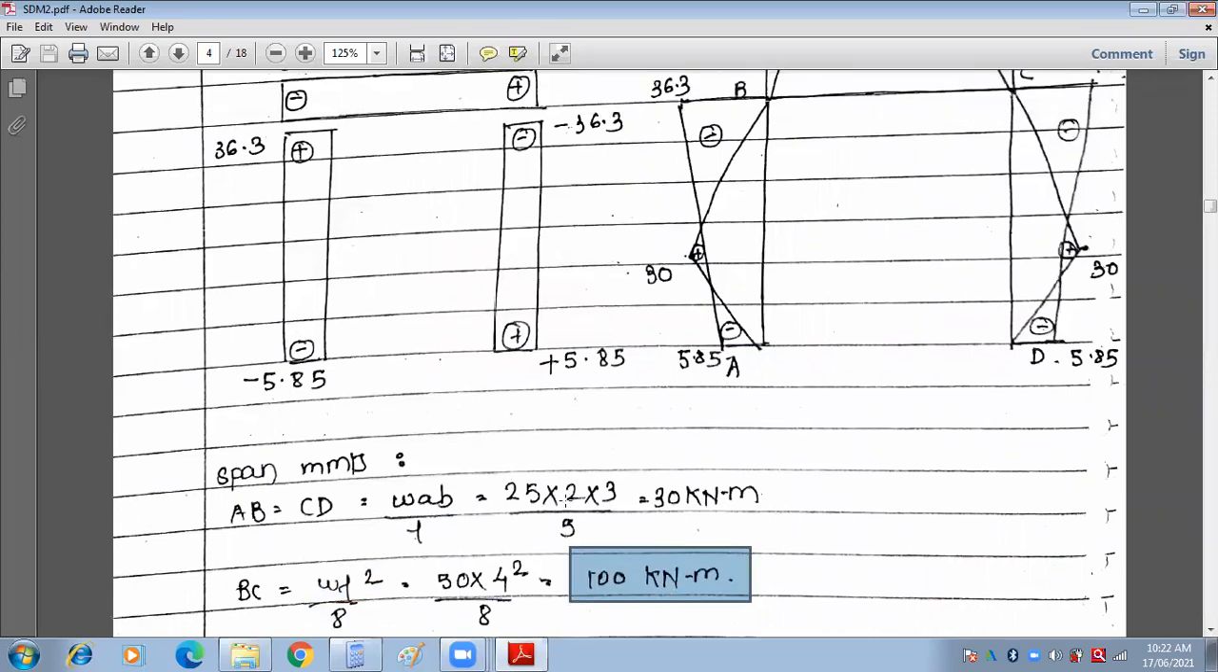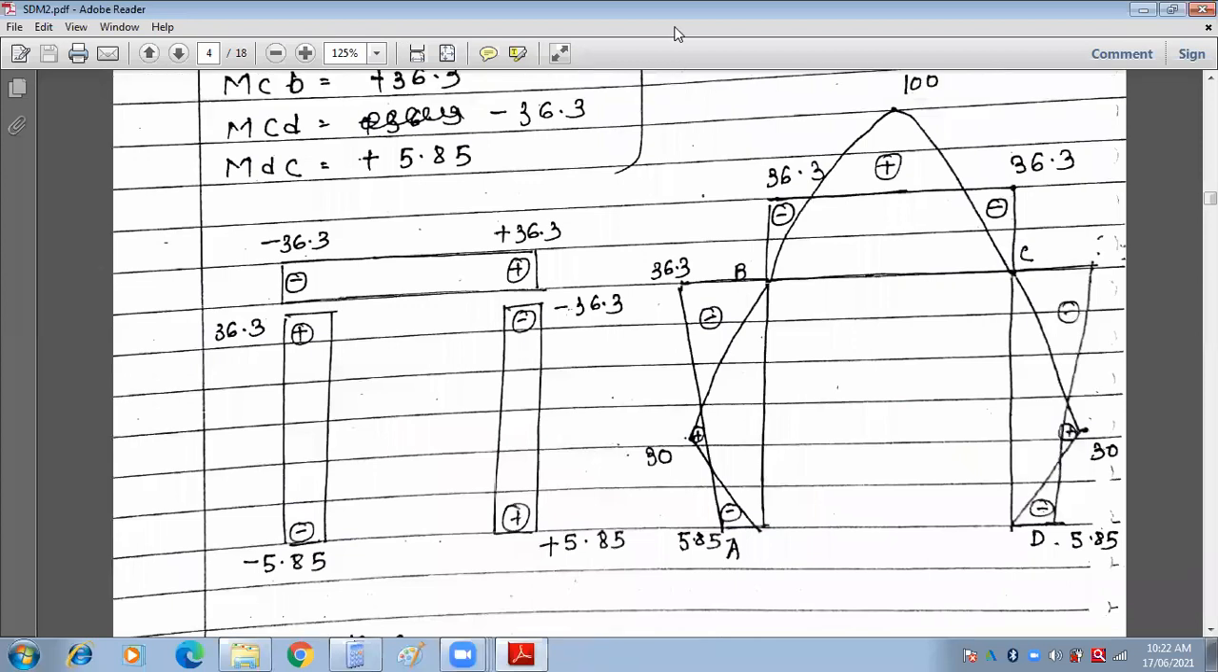Now this central span moment we have to overlap. Let us consider these are the fixed moments, and we have overlapped. This value is 30. This value is again 30, and here this 100 intensity is parabolic because it carries a UDL. BC carries a UDL, therefore this term will be parabolic. And these terms are joined by inclined straight lines.